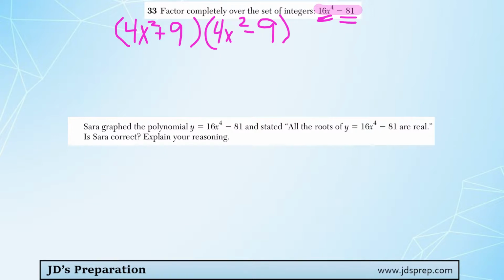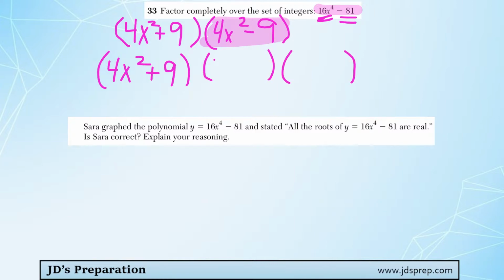Now, we're actually not quite done because, once again, we have another difference of squares, 4x squared minus 9. So we can factor that a little bit further. Keep in mind, though, that 4x squared plus 9 is not a difference of squares because it's addition, not subtraction, so that cannot be factored any further. But we can definitely factor 4x squared minus 9. That's going to be 2x plus 3 and 2x minus 3.